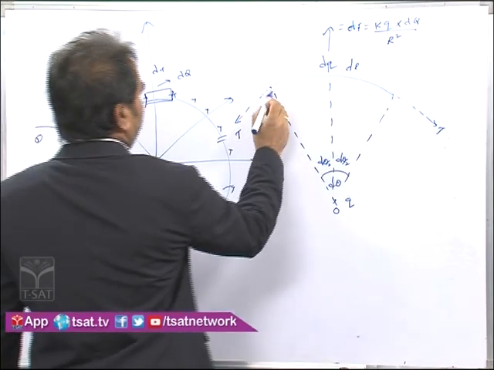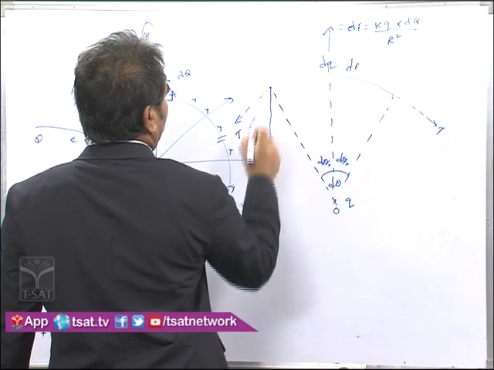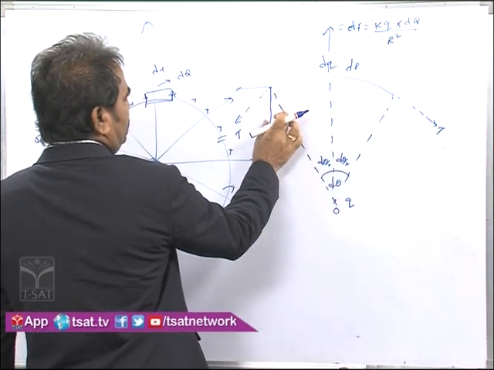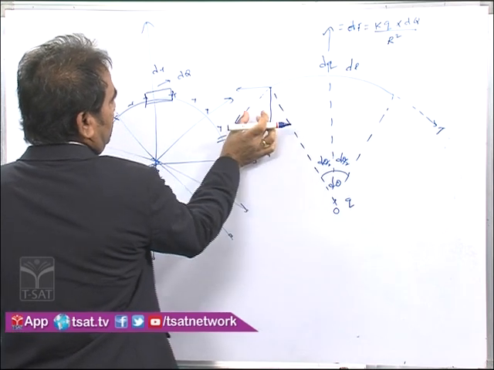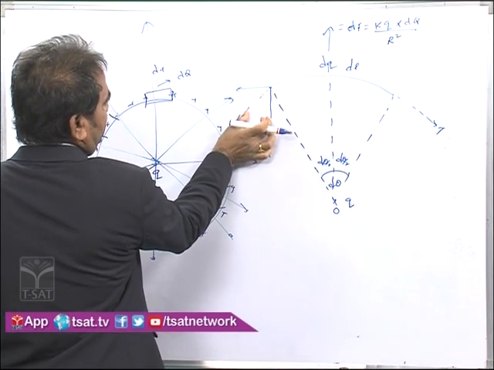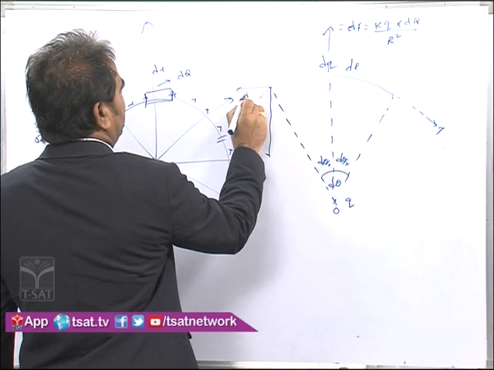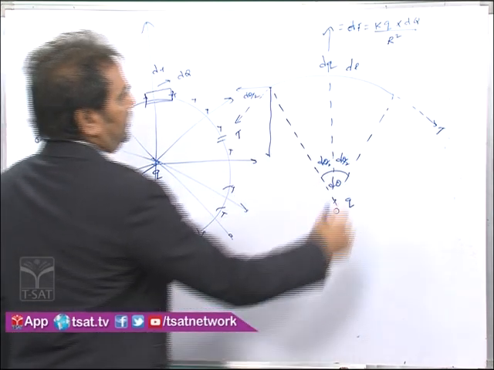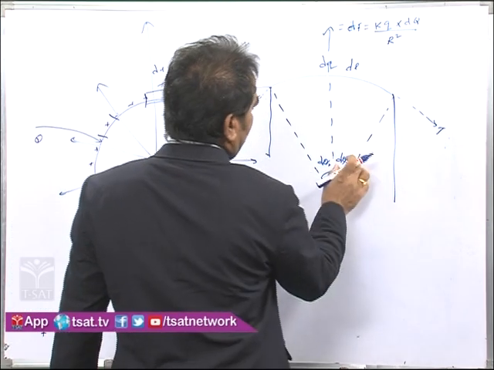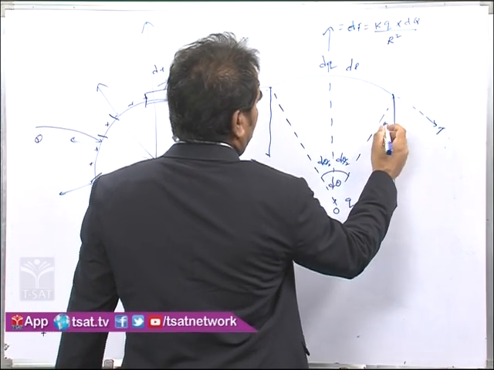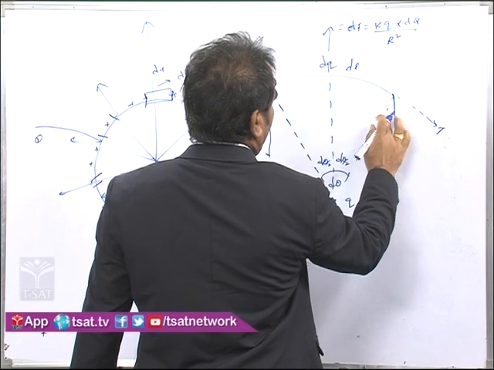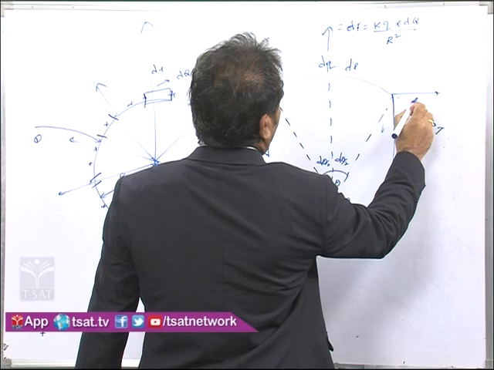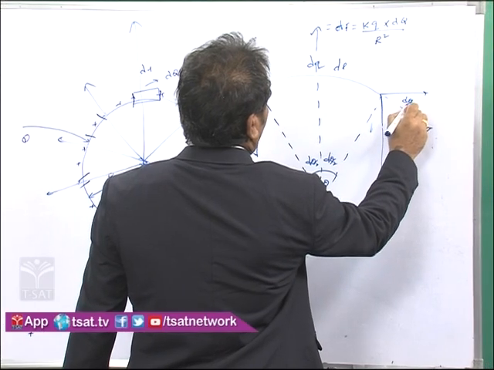The tension can be resolved into rectangular components. This angle is d theta by 2, and this opposite angle would also be d theta by 2. This is 90 minus d theta by 2, and here also this angle is d theta by 2. So this is 90 minus d theta by 2, and this angle would be d theta by 2.